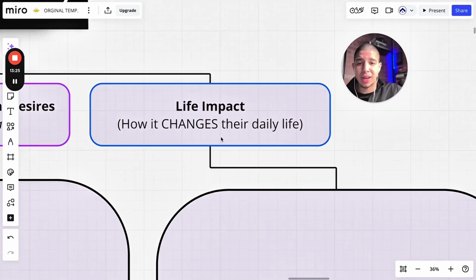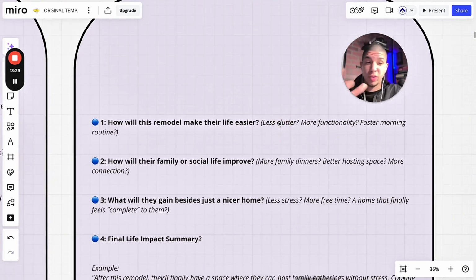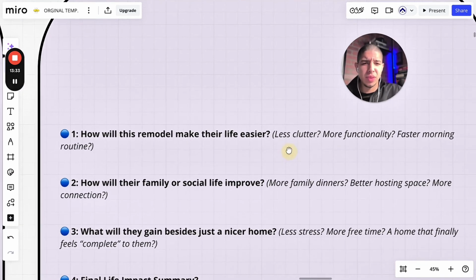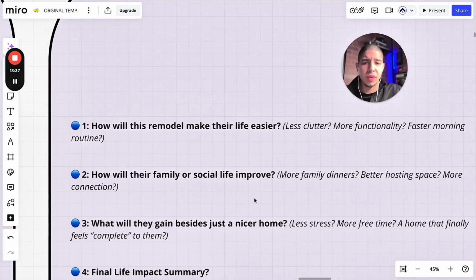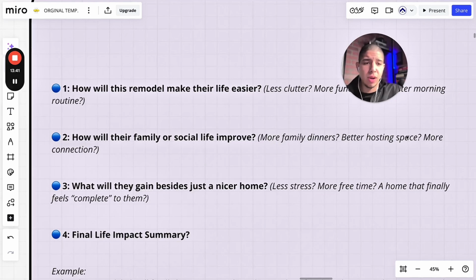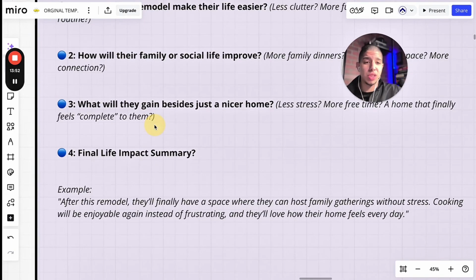Life impact, how it changes their daily life, right? How your services change their daily life. How will this remodel make their life easier? Less clutter, more functionality, faster morning routine, right? How will their family or social life improve? More family dinners, better hosting space, more connection. Number 3, what will they gain besides just a nicer home? Less stress? Is it more free time? A home that finally feels complete to them and actually matches their success level?